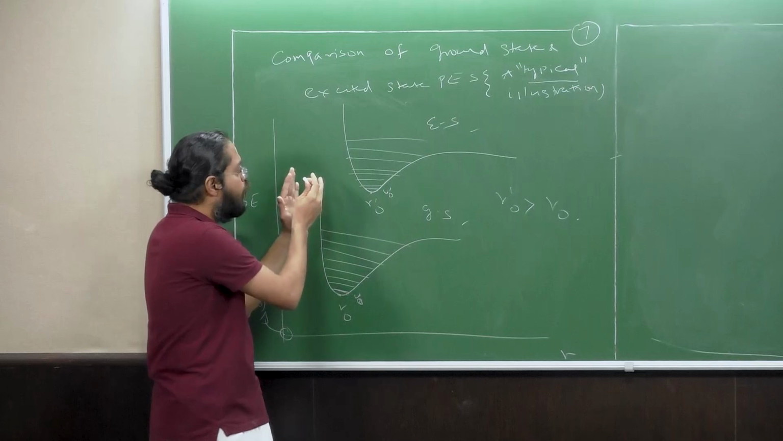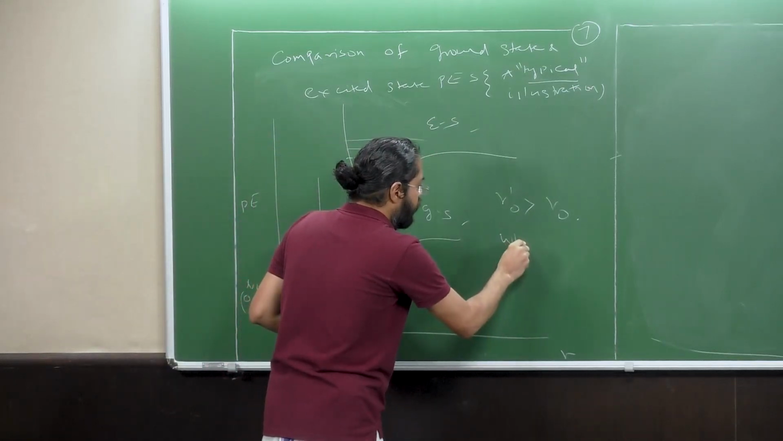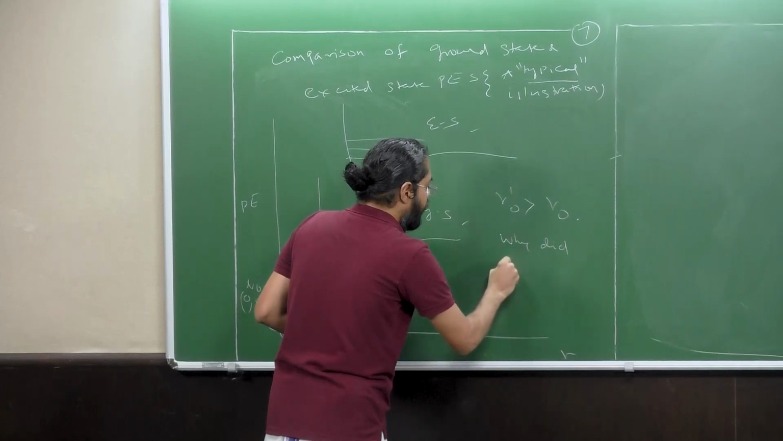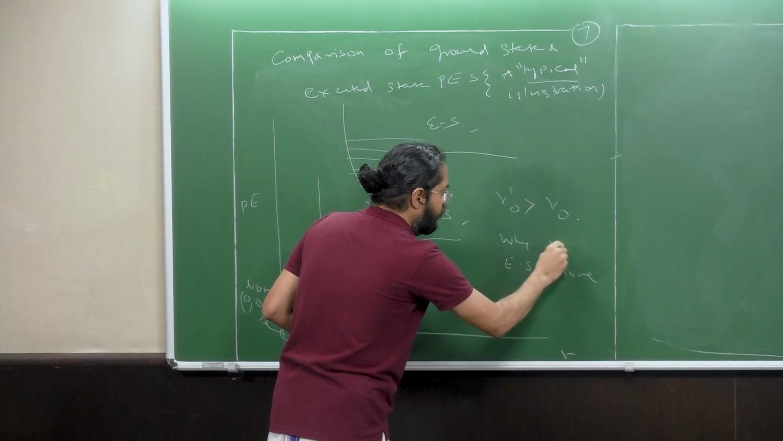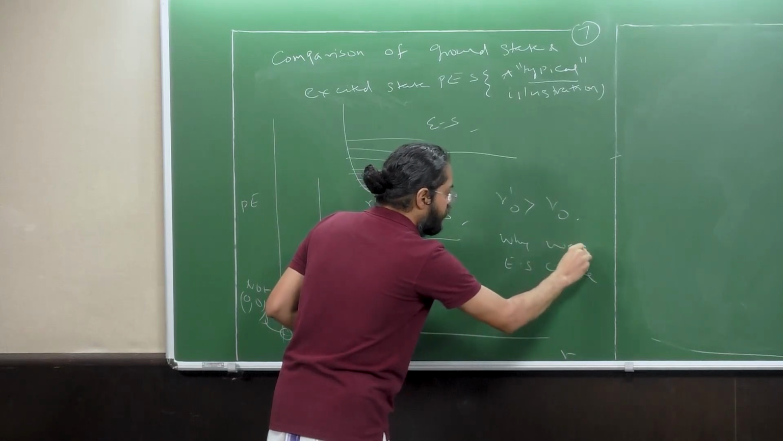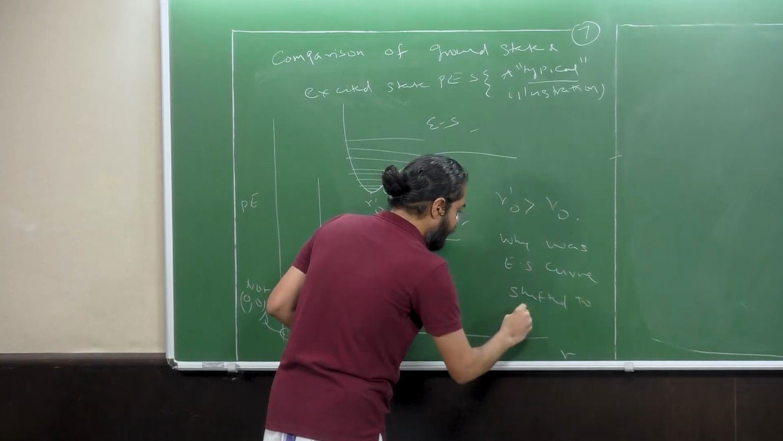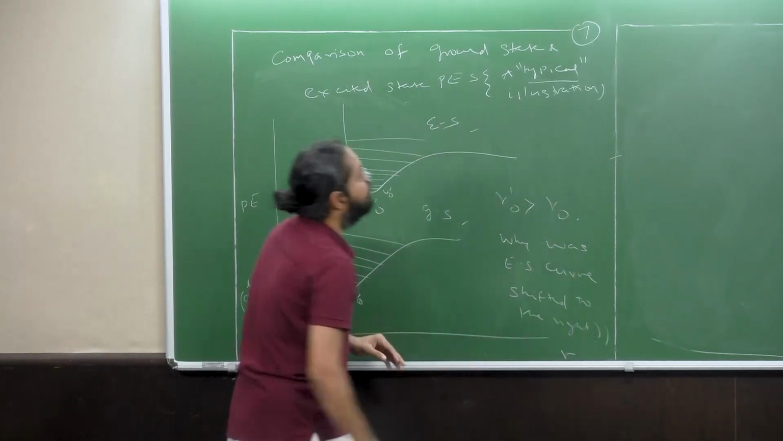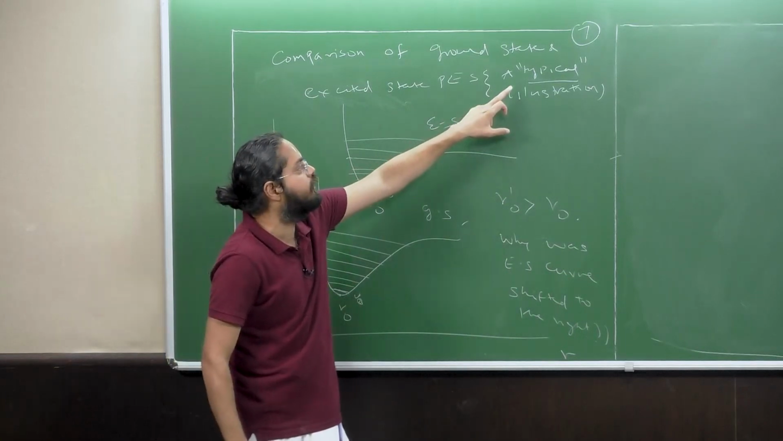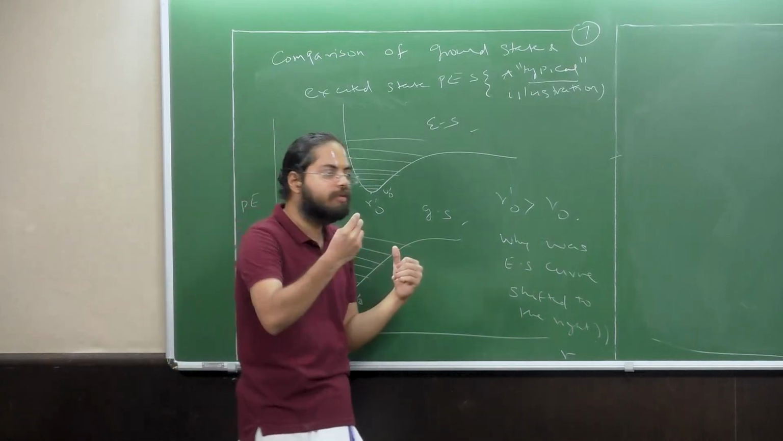In other words, why did I shift the excited state curve to the right? Now, when I'm giving a typical example, why did I shift it to the right and why not to the left? What do you think is the answer?